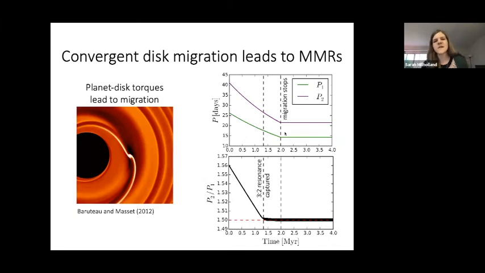So these mean motion resonances, these integer period ratio relationships, which I'll call MMRs, are naturally produced through convergent migration of planets when they're still embedded in the protoplanetary disk. Basically, planet-disk torques lead to orbital migration in the disk. And if this migration proceeds in a convergent direction between two planet orbits, as I'm illustrating with this example to the right, then if they encounter a 3:2 resonance, a 1.5 period ratio, they get locked at that period ratio, even if the migration continues even further.